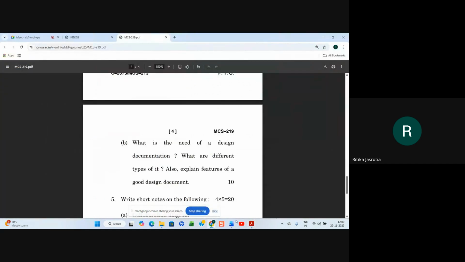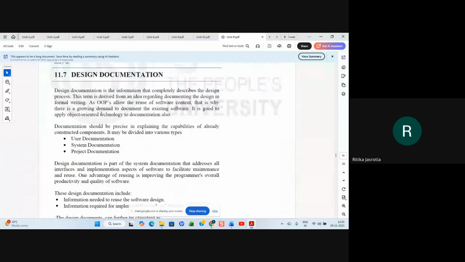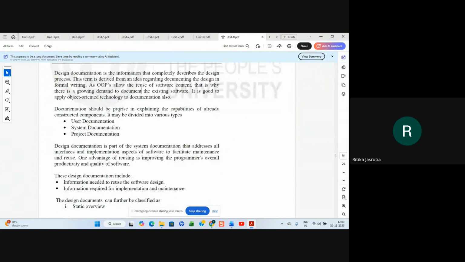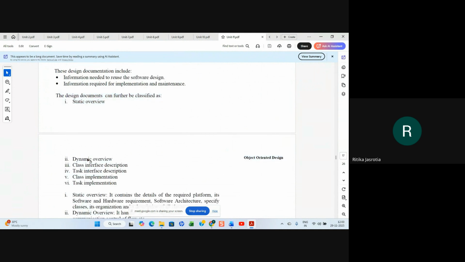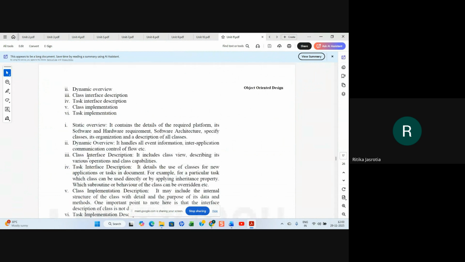So what is the need of design documentation? This is a need, that there is reusable software content, and there is a growing demand to document the existing software, so it is a good thing. So they are just explaining how the design document is further divided or classified.